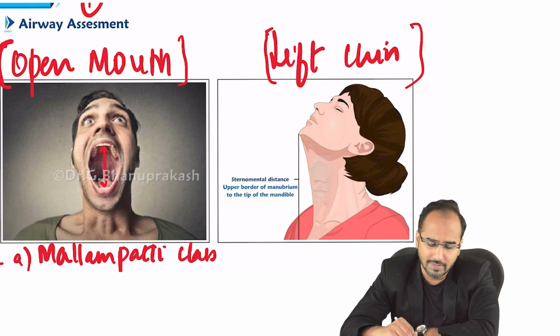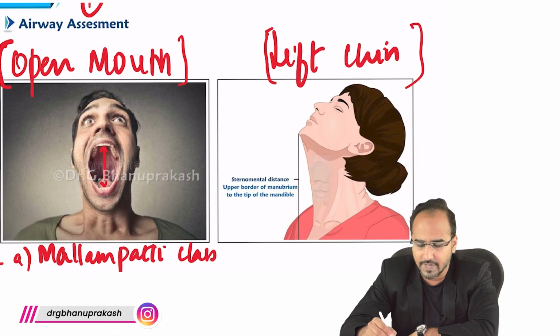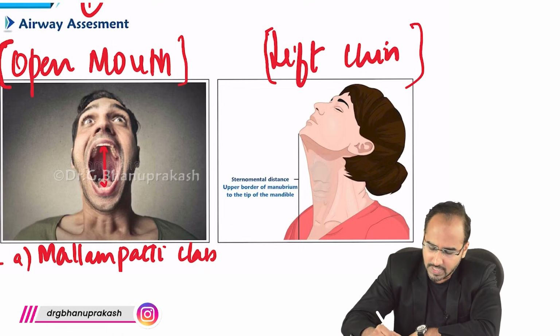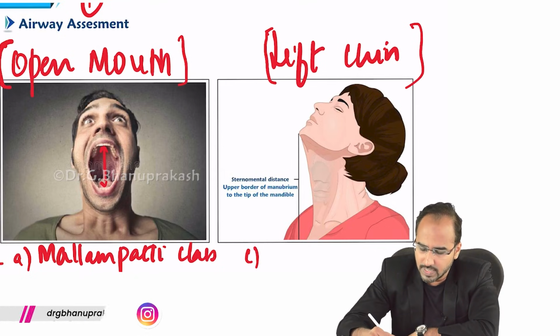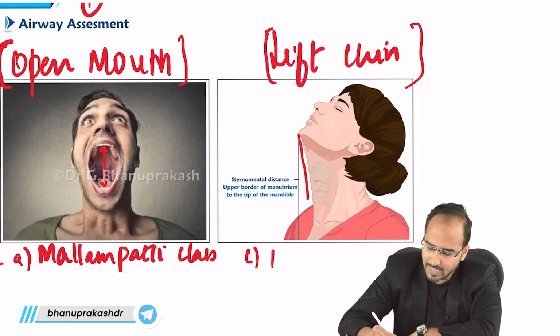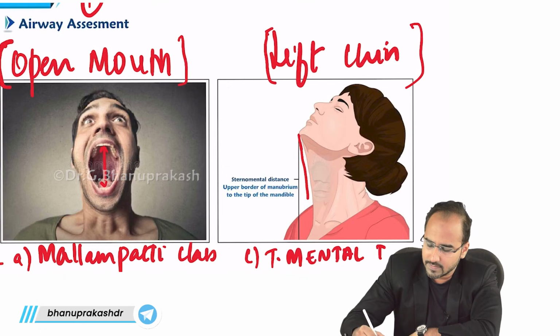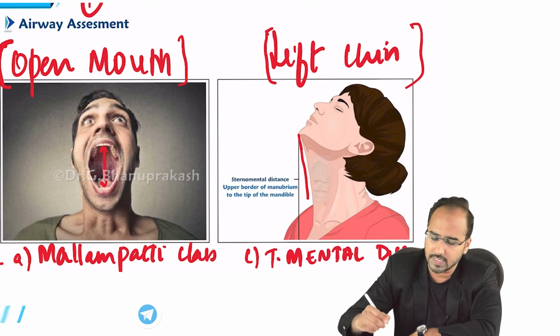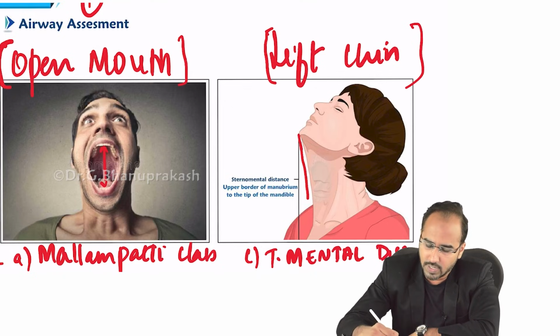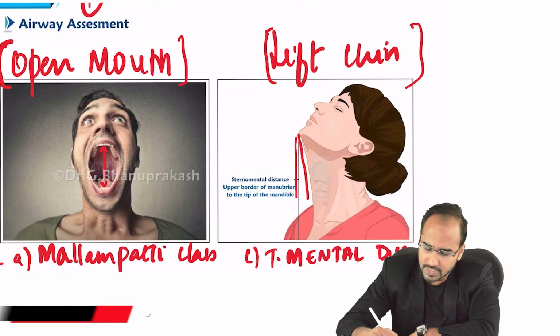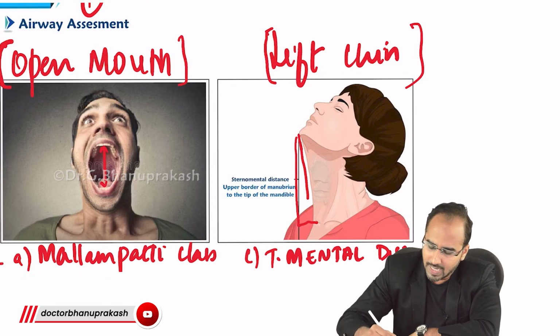So you tell the patient to open mouth. Second thing that you tell the patient is to lift his chin. As the patient is lifting his chin, you look for 2 more parameters. One is the distance between the mentum and the thyroid cartilage, which is called thyromental distance. And one more distance you look for is the distance between the mentum and the sternal notch, which is called sternomental distance.